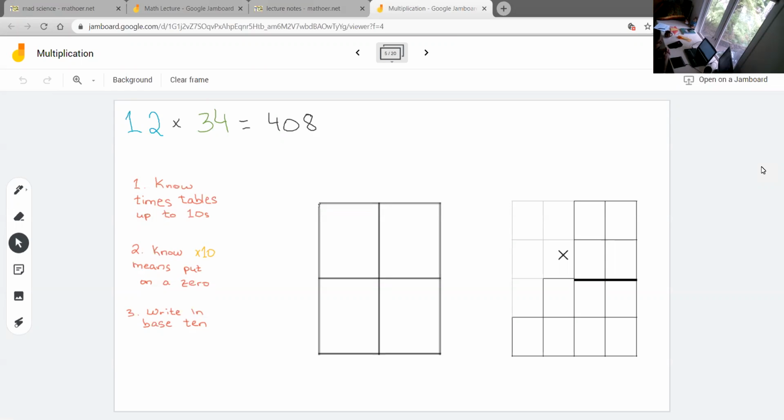We also know the rule that times 10 means put a 0 after something. So 3 times 10 is 30, 9 times 10 is 90. And because 10 times 10 is 100, we can repeat this. So if I say, what is 3 times 100, I'll know it's 300. I'm just putting 2 tens after 3.